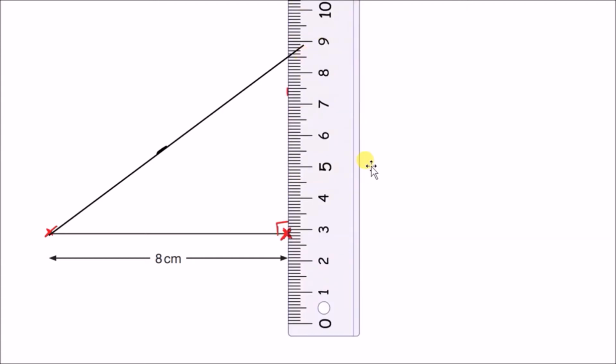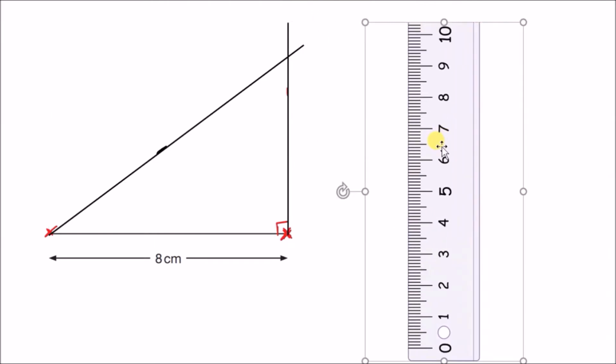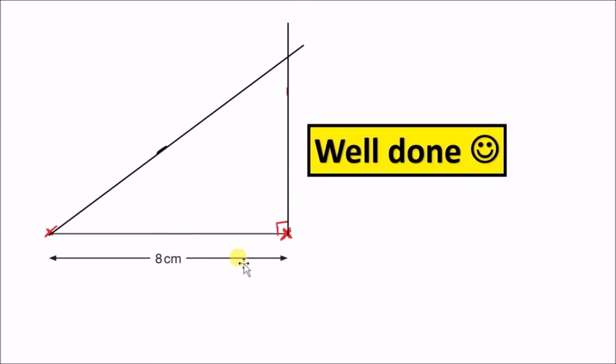Okay guys? So with this ruler, once again, draw a line across. A nice sharp line. Like this, and finally just take this off. And voila guys, well done, you did it.